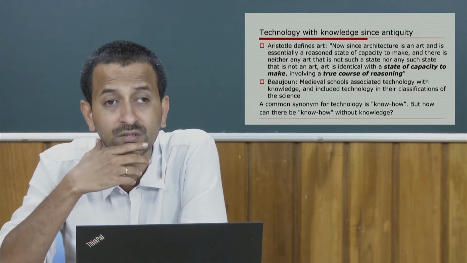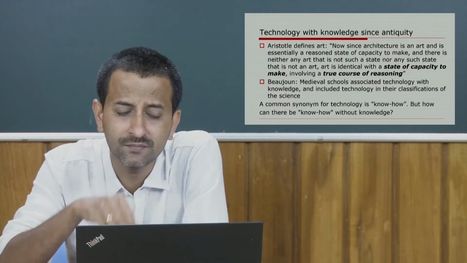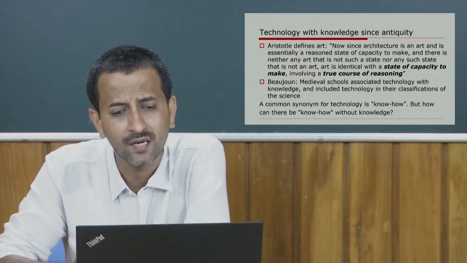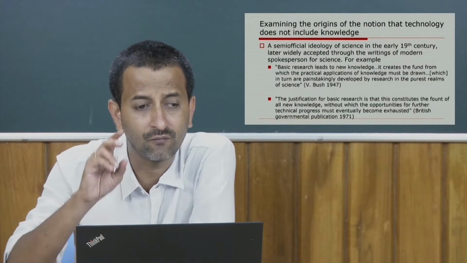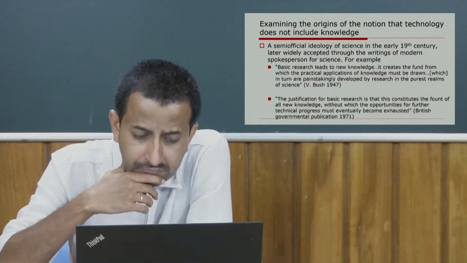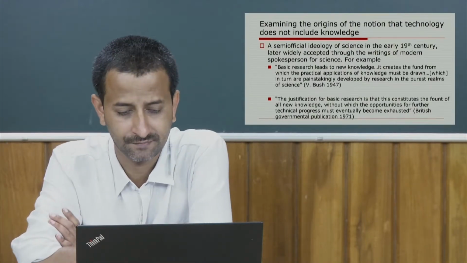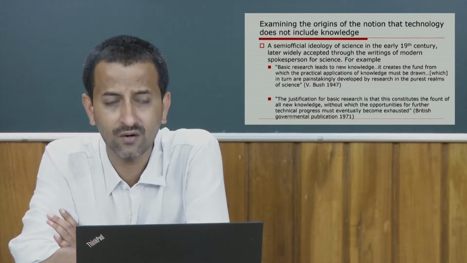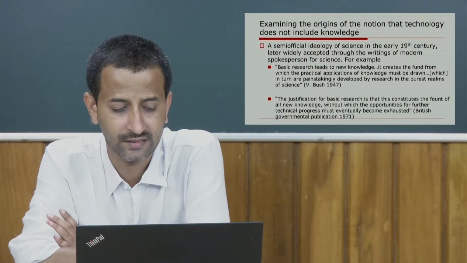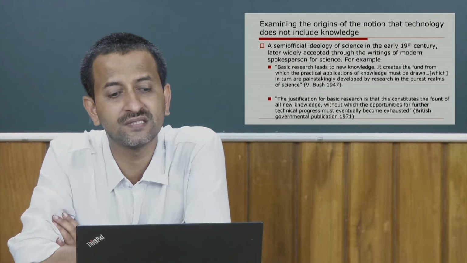This question was posed by Layton Jr.: a common synonym for technology is know-how, but how can there be know-how without knowledge? It might be worth examining the origins of the notion that technology does not include knowledge. The current model of science technology relations has its roots in a semi-official ideology of science.